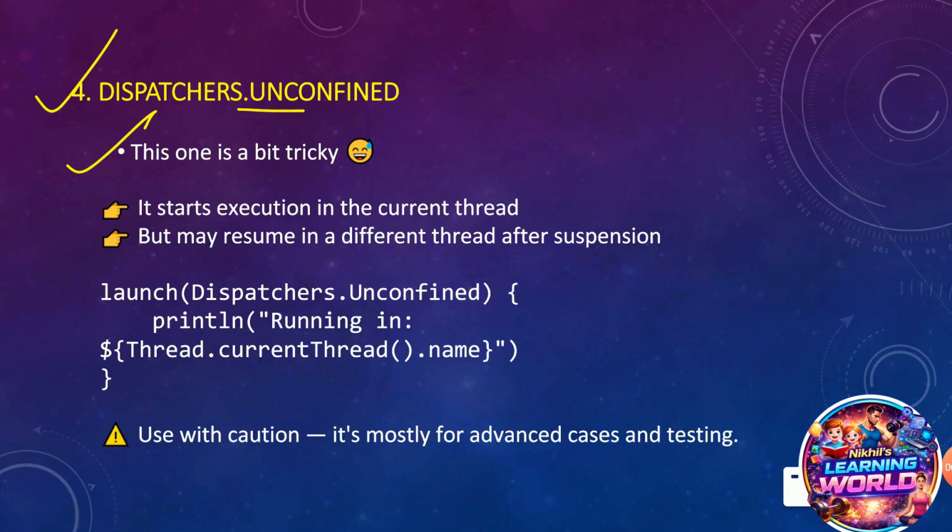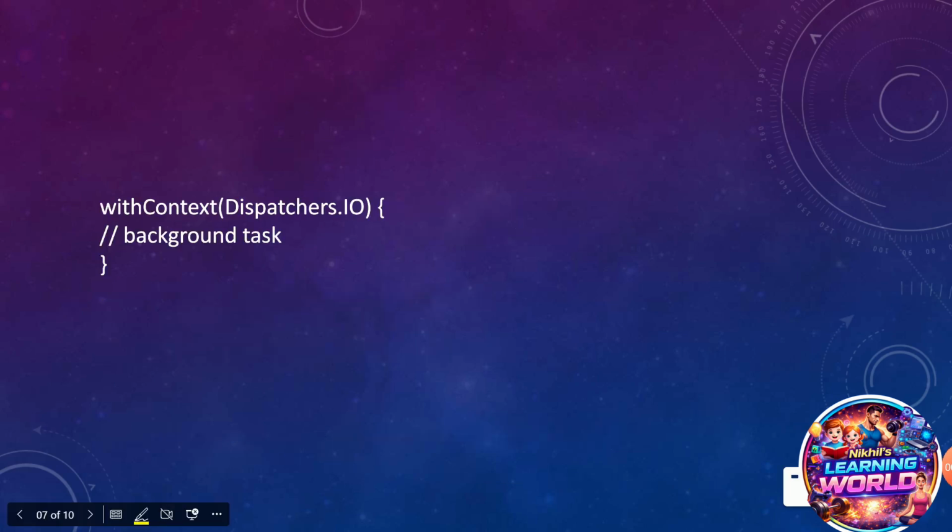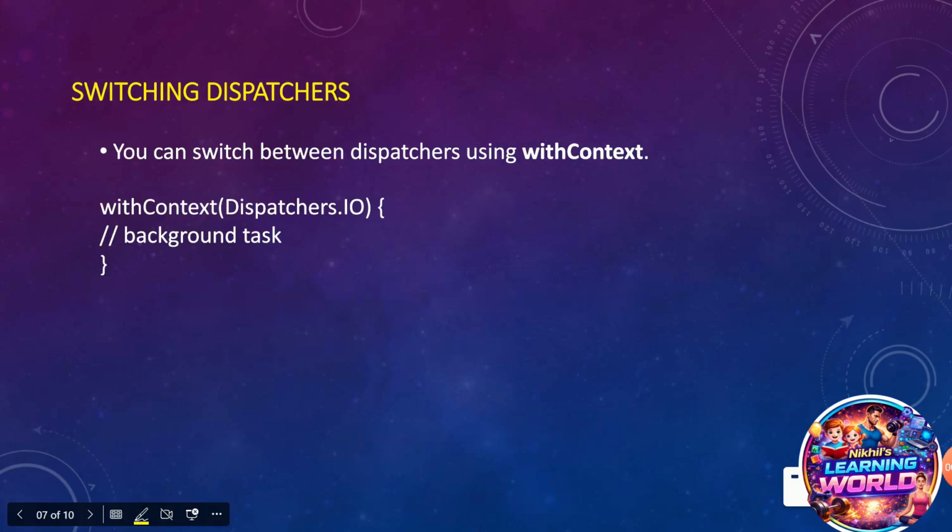So next is Unconfined. This one is a bit tricky. It starts execution in the current thread, but may resume in a different thread after suspension. You can see an example here, same launch Dispatchers.Unconfined. It is mostly for advanced cases and testing. So these are commonly used in advanced cases and testing purposes.